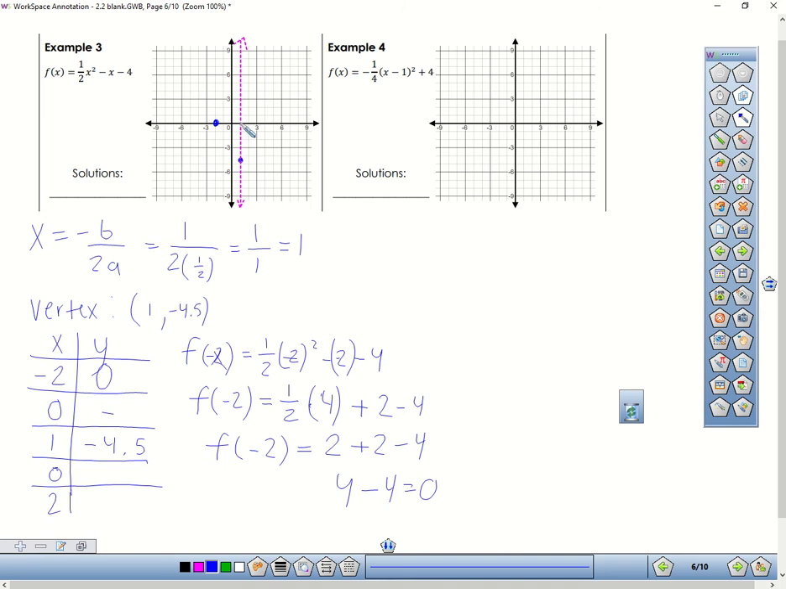So from here, the axis of symmetry is at 1, which means 1, 2, 3 units to the left of the axis of symmetry is one of my solutions. So 1, 2, 3 units to the right is going to be my other solution, right? So in order to confirm this, what should I do with that x value that I just found?